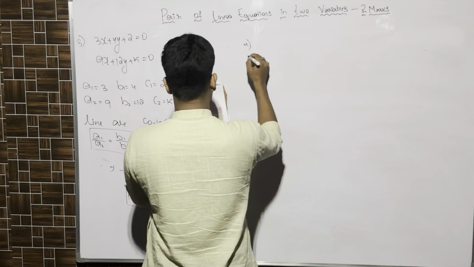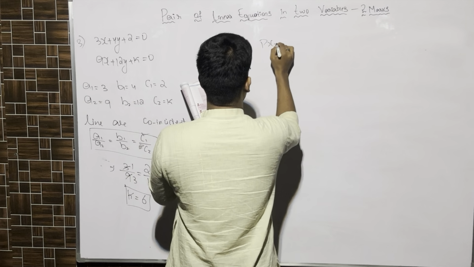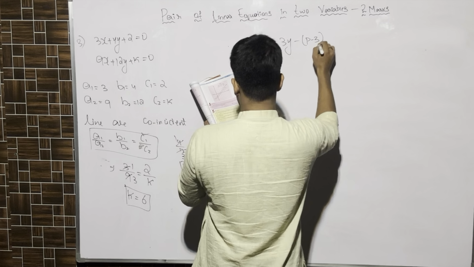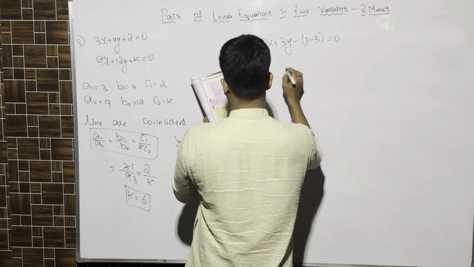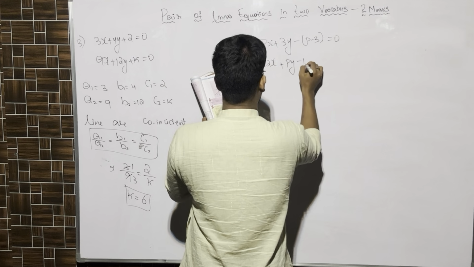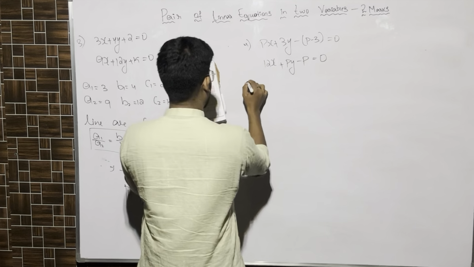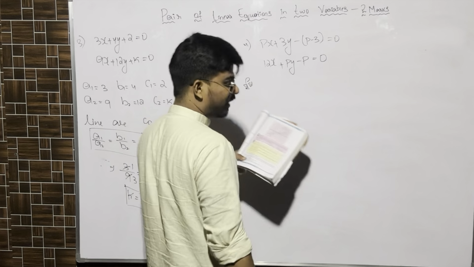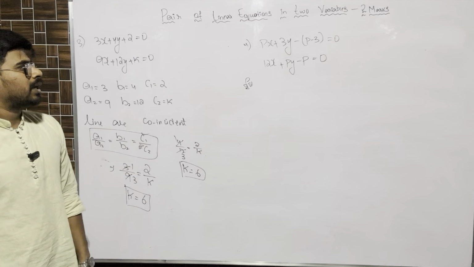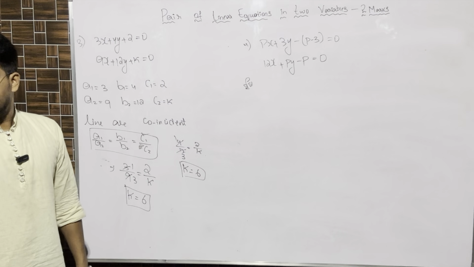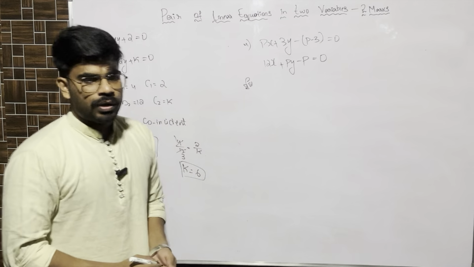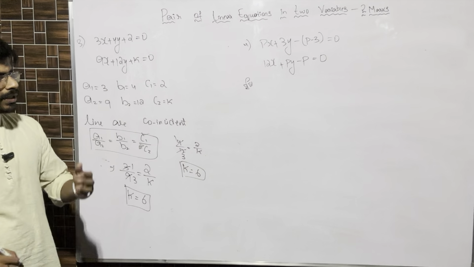Next, fourth question. px plus 3y minus (p minus 3) is equal to 0. This is the first equation. 12x plus py minus p is equal to 0. What is the condition he said? Infinite solutions. Infinite solutions he told, right? Infinite solution. Coincident. Graphical representation, coincident.